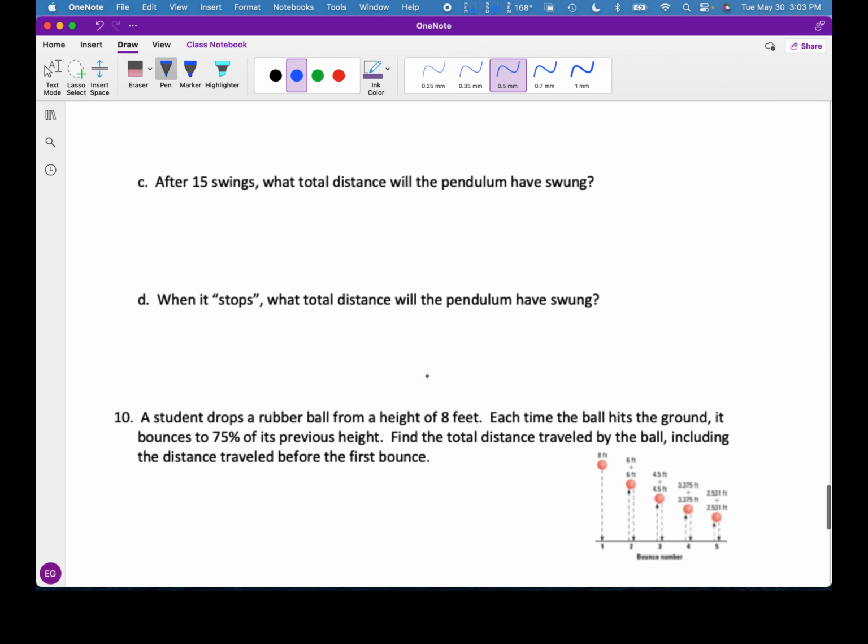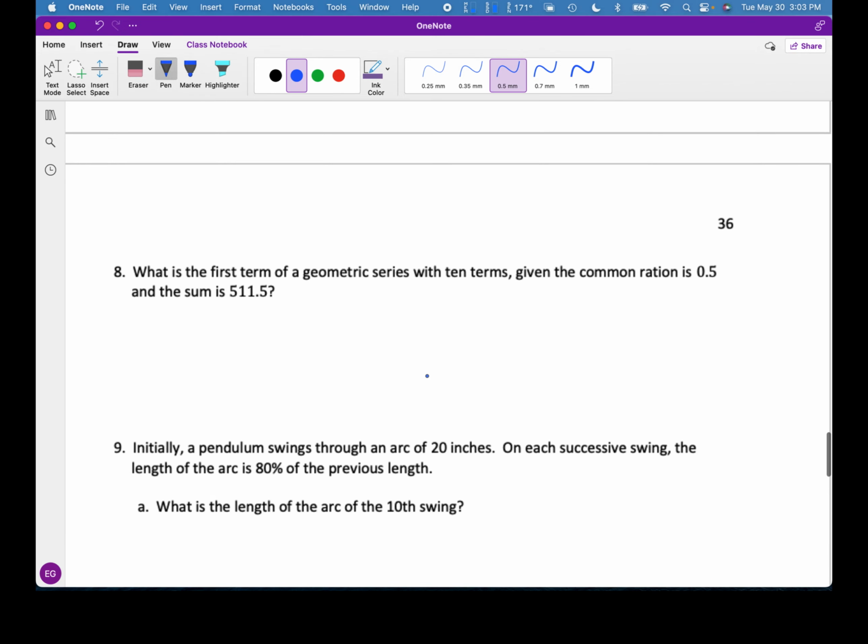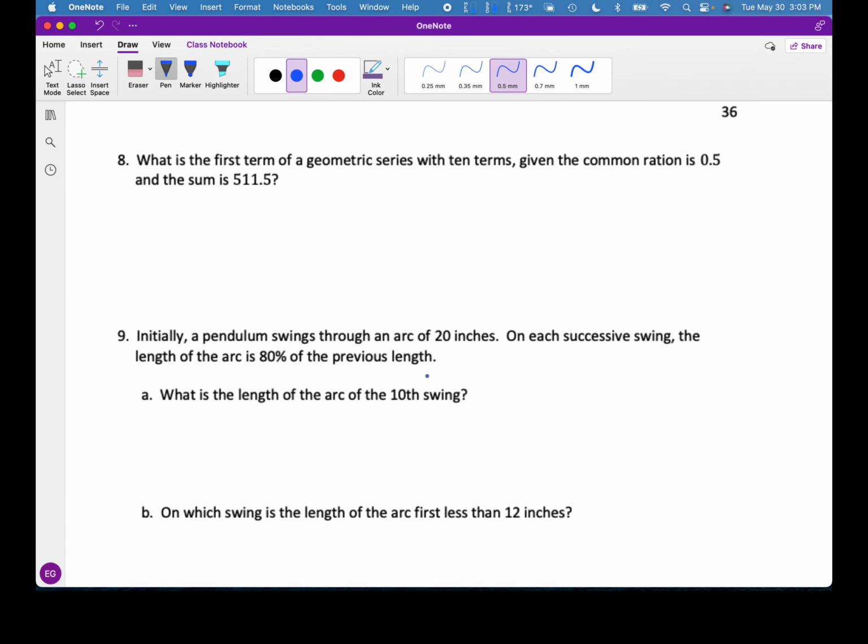All right, next I think we got just some word problem stuff for you to be familiar with that uses geometric. So this is a working backwards one. We have what is a1 when we have 10 terms, common ratio is 0.5, and the sum is going to be that. So we're going to just plug this all into the formula.